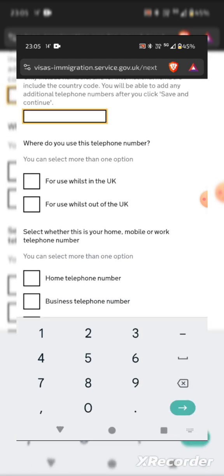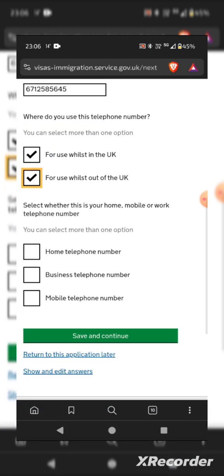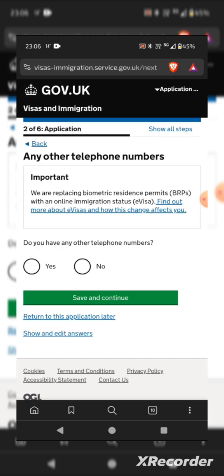Provide your telephone number. Okay. Let me see what number. I'm just creating a fake number here, guys. So where do you use this telephone number? Is it while you're in the UK or outside? You can put both, it doesn't matter. Is it a mobile phone number, home number, business number? It's a mobile number. You take save and continue.